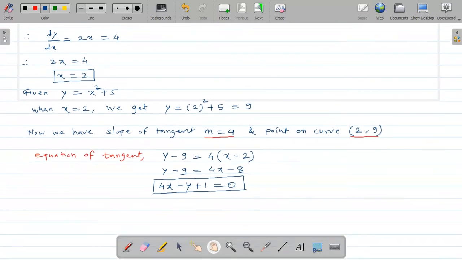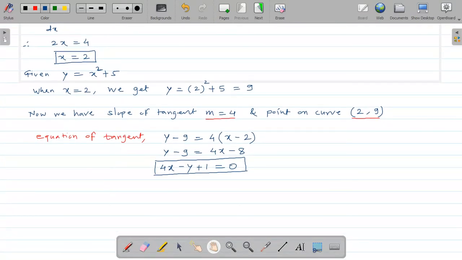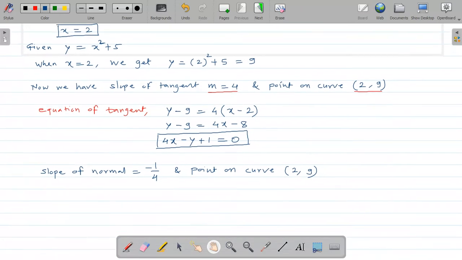Now also we require the equation of the normal. Here this is the slope of the tangent, that is m is equal to 4. So you will get the slope of the normal also. Slope of the normal will be minus 1 upon 4, because the slope of the tangent is 4, so it is minus 1 by 4, and the point on the curve is 2 comma 9.